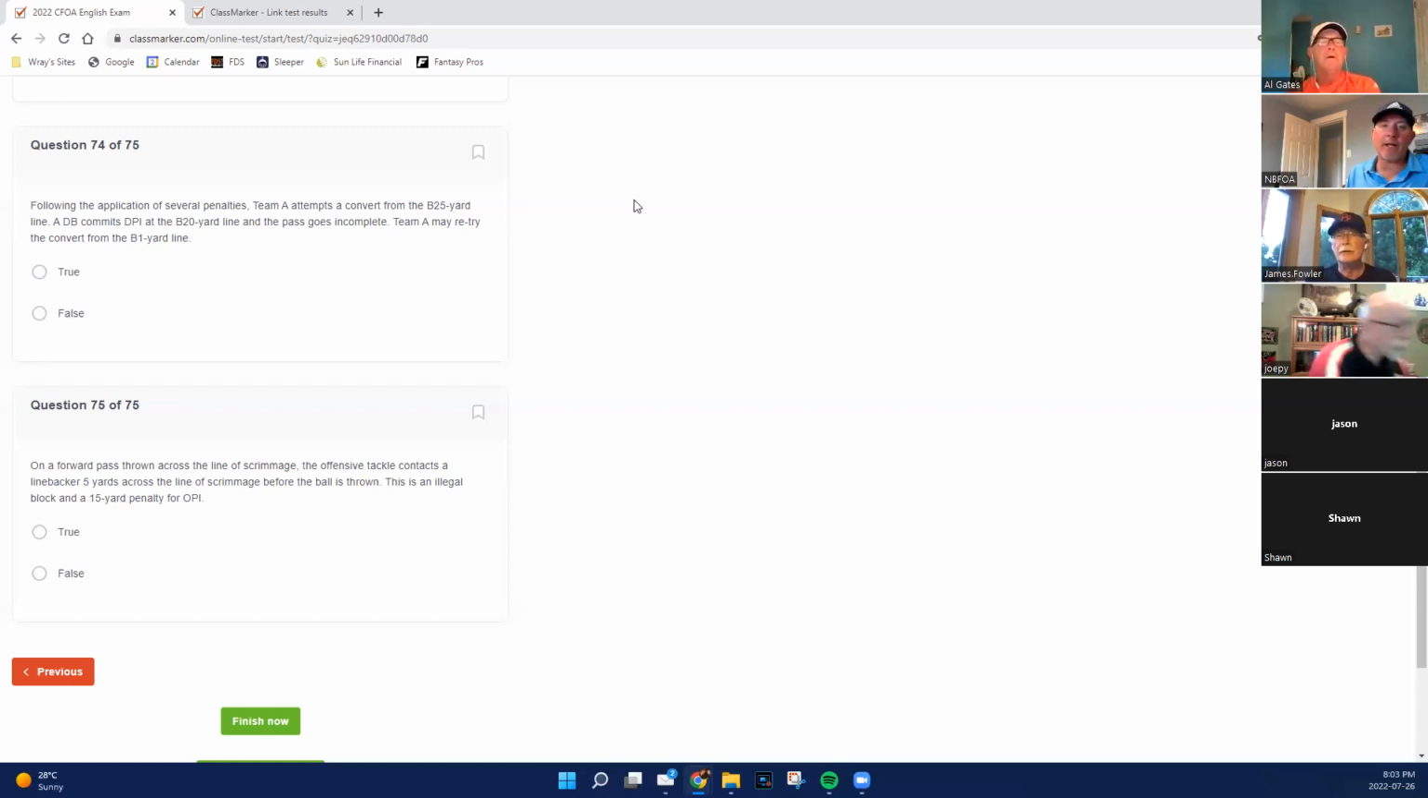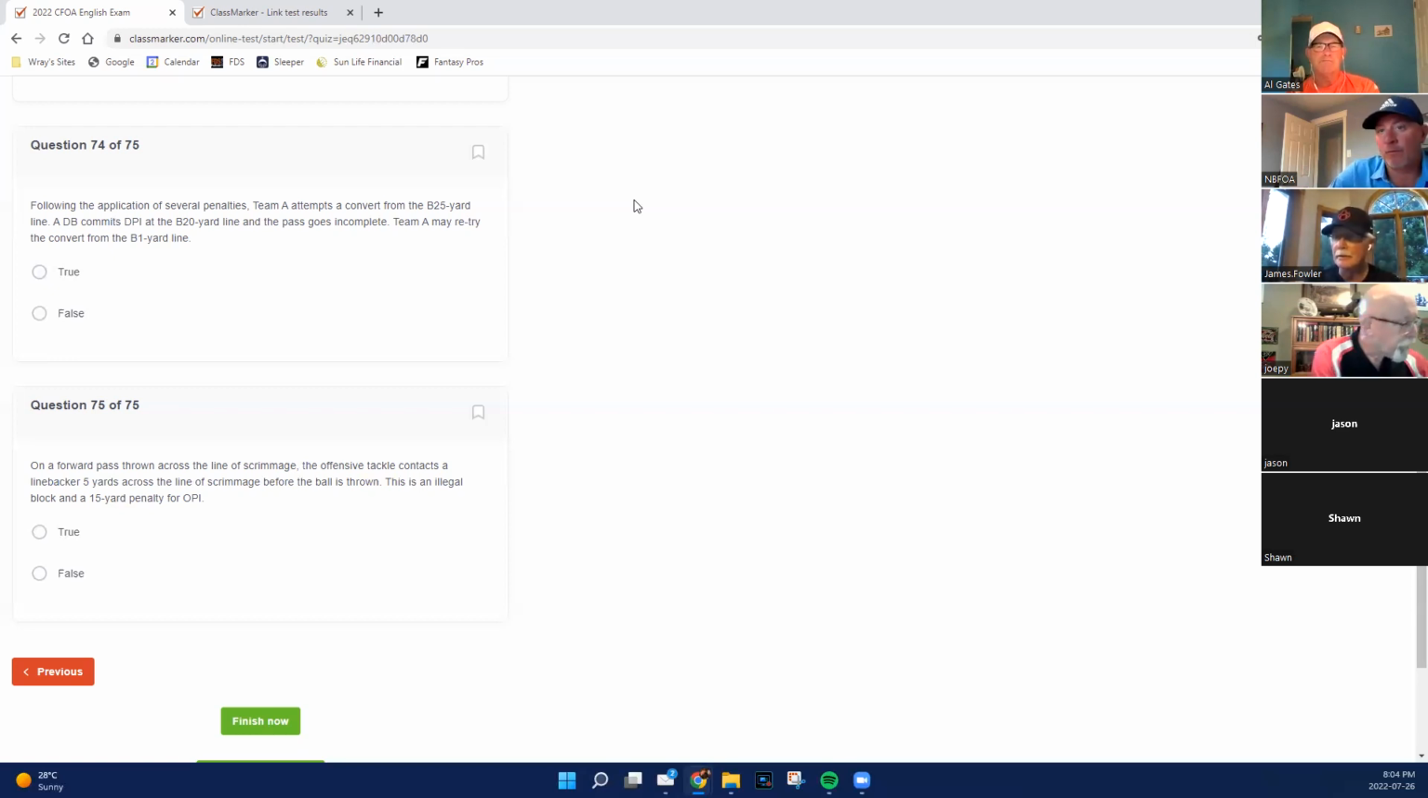I just don't like the way the question's written. I don't like the way they wrote that question. It's almost like it's saying a defensive, what are we driving at here? Okay, it's a convert, so it's a different kind of play. Is DPI any different on a convert than it is on other plays? Would it still only be 15 yards?